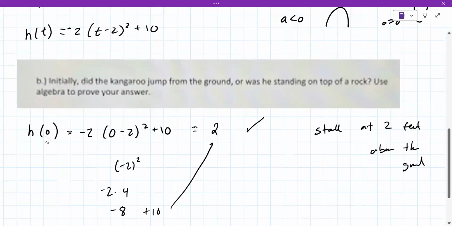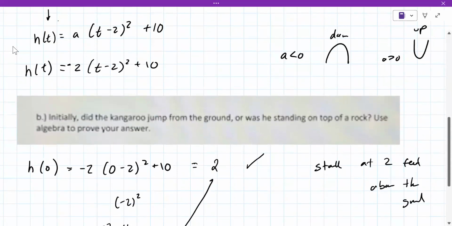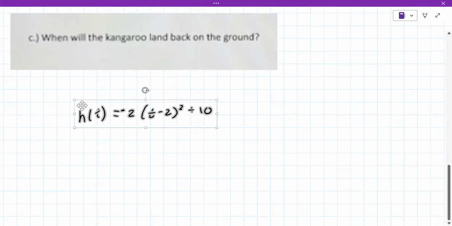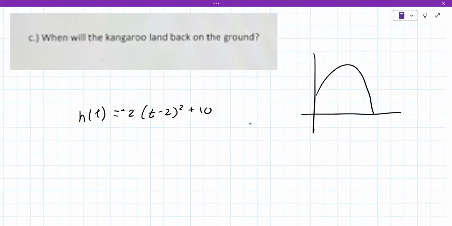Now, in this previous problem, we were putting 0 in for t because it asked for what was happening at the beginning. But now it's asking, when is it going to hit the ground? The kangaroo starts, hits the ground. We want to know when h of t is equal to 0.